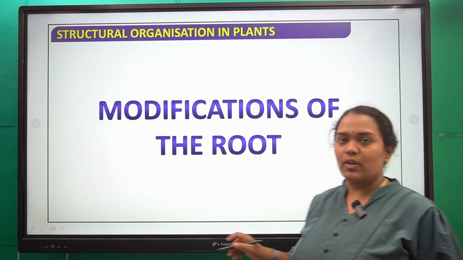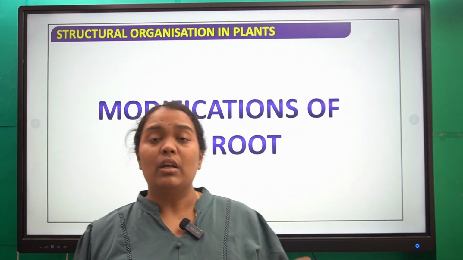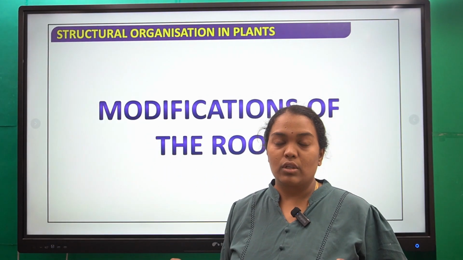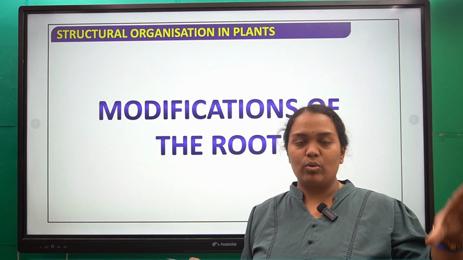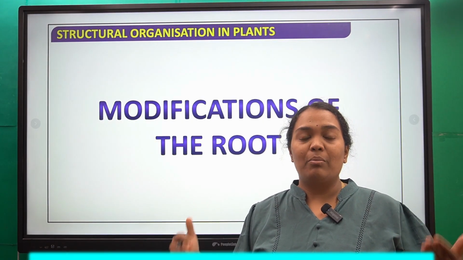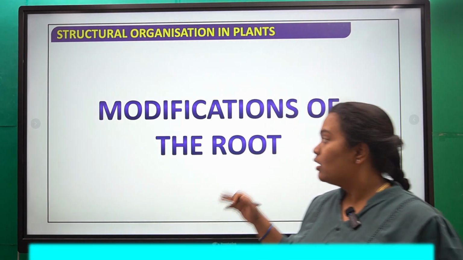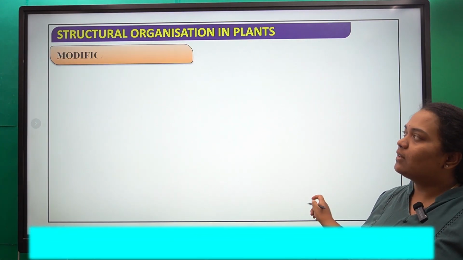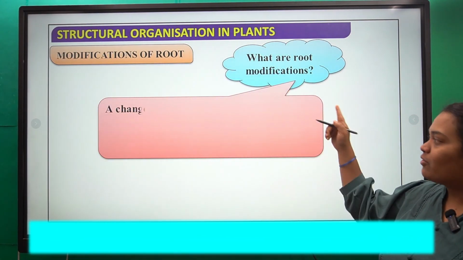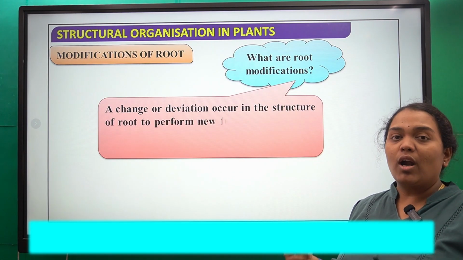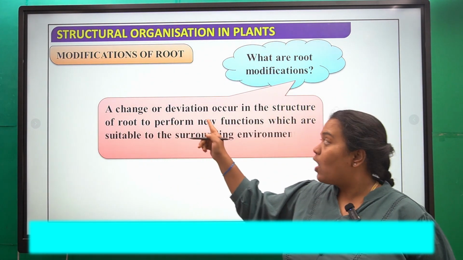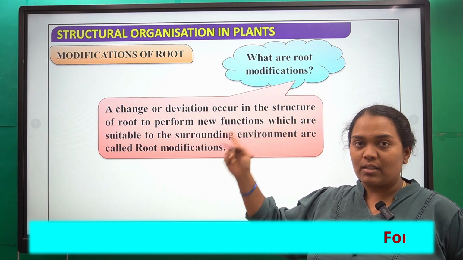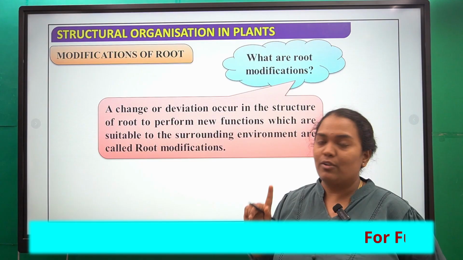So what are the modifications? Now we have studied the general structure of the root, how the root is formed, and what the parts of the root are. Now different plants have adapted to different environments and have undergone many changes or modifications. So what are the modifications of the root? When you observe, there are different types of modifications. But what does modification mean? A change or deviation in the structure of the root. Any change from the normal root structure that we have read about is called modification.